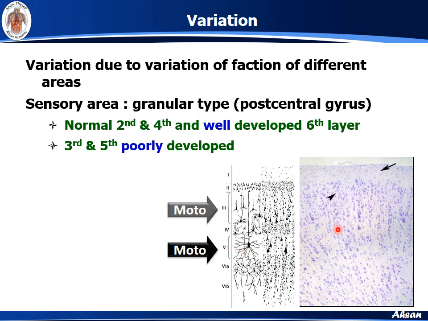The reverse is observed in the motor area. There we will find mostly the third and fifth layers, and maybe the second layer may be absent, or even the fourth layer may be very less developed. In all cases, the sixth layer is the thickest layer in the cerebral cortex.